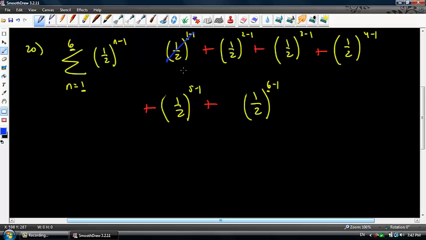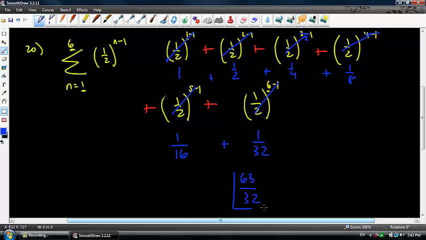1 minus 1 is 0, so this thing's 1, piece of cake. This thing is 1/2. This is going to be 2, so 1/2 squared is 1/4. This is going to be 3, so 1/2 to the 3rd is 1 over 8. 1/2 to the 4th is 1 over 16. 1/2 to the 5th is 1 over 32. After you find all the common denominators, the common denominator in all this is 32. Your answer will be 63 over 32.